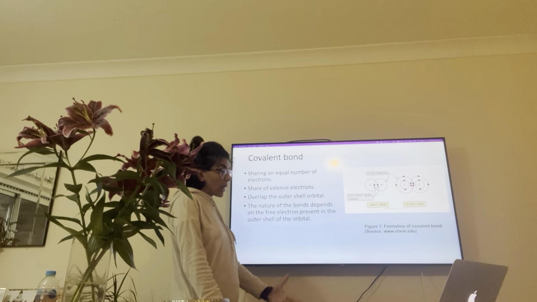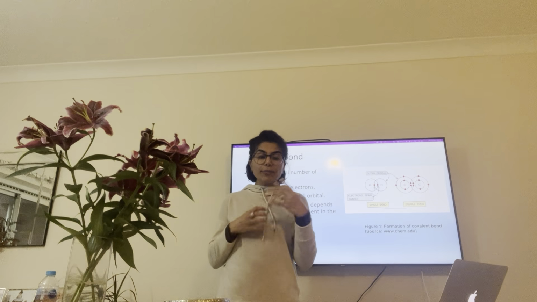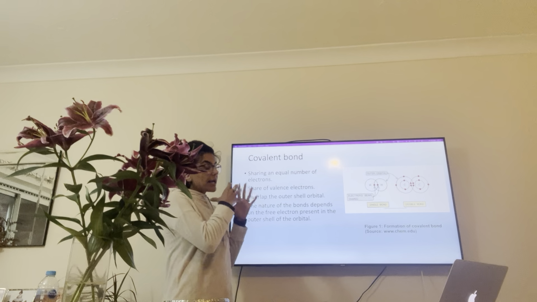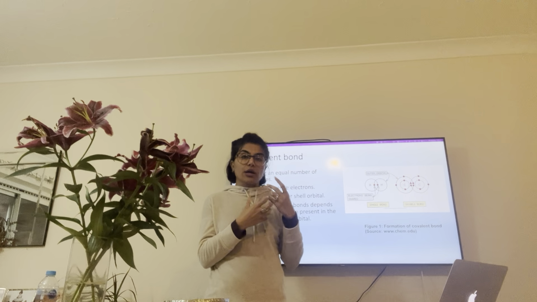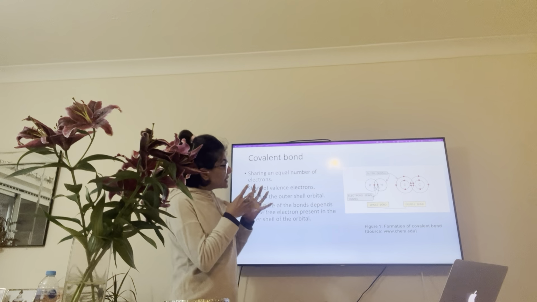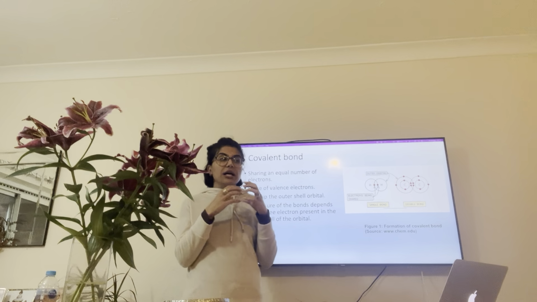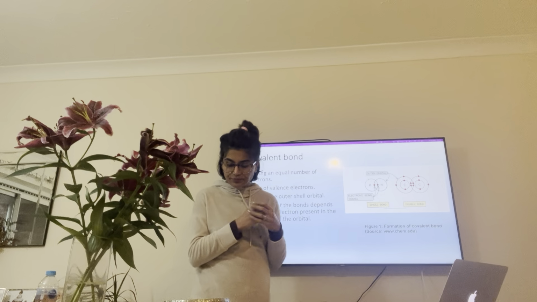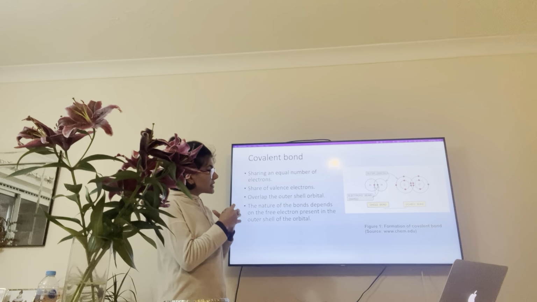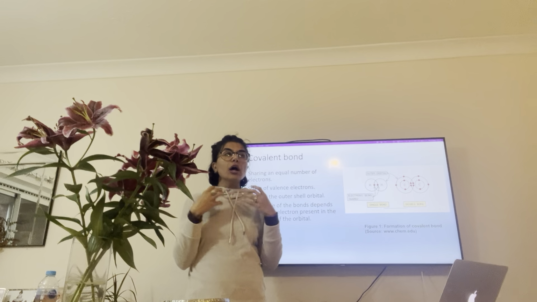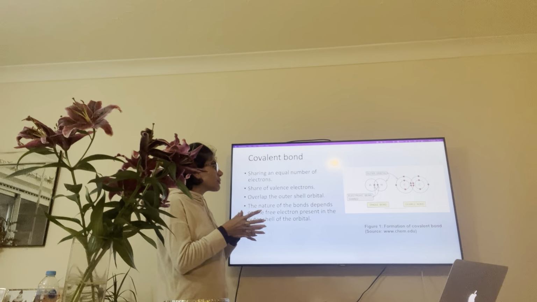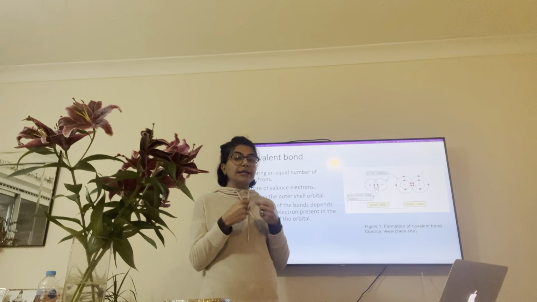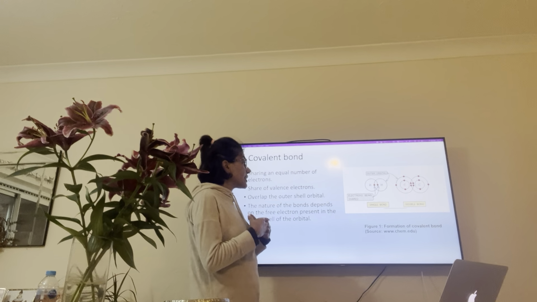So scenario 4, covalent bond. A covalent bond is formed due to the equal sharing of electrons with the neighbor atom. These bonds are connected through a different type of force. Sharing valence electrons forms this bond, and the nature of the bond depends on the free electrons present in the outer shell of the orbital.